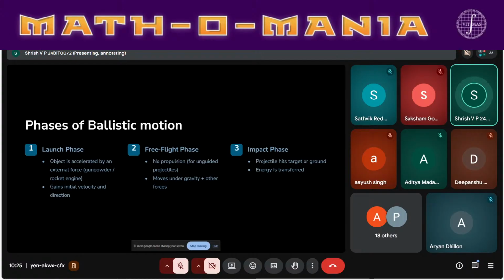Depending on the system, this could mean a bullet hitting a surface, or an artillery shell exploding, or a missile reaching its target. Okay. From a physics perspective, this phase is about energy transfer. Kinetic energy becomes impact energy.